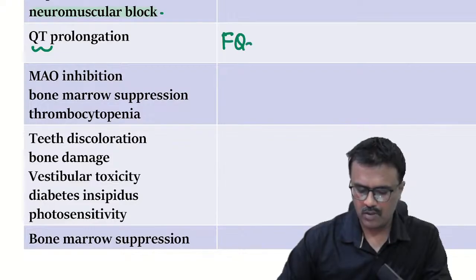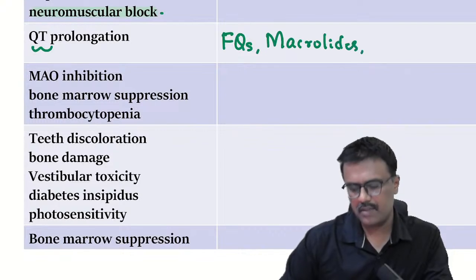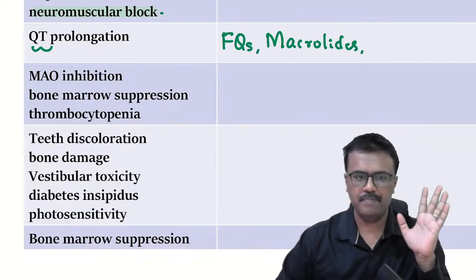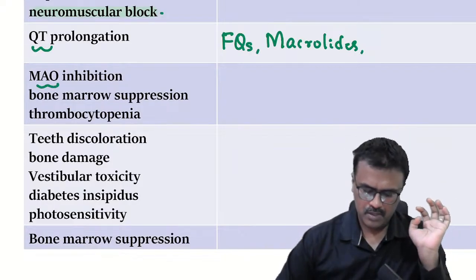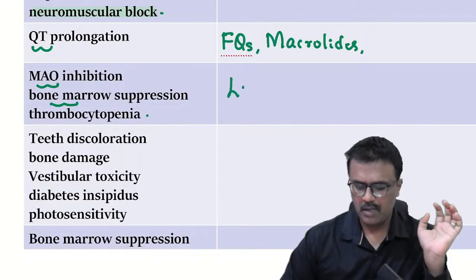The fluoroquinolones, the macrolides, and two anti-TB drugs. Can you tell me? Bedaquiline, delamanid. MAO inhibition, bone marrow suppression leading to thrombocytopenia. It is mainly linezolid.